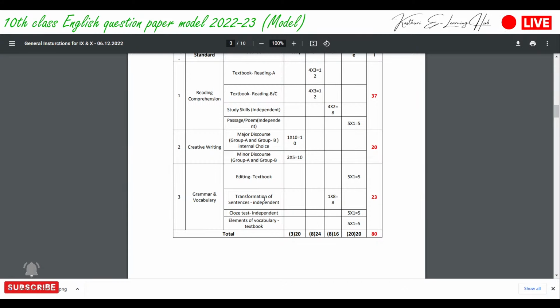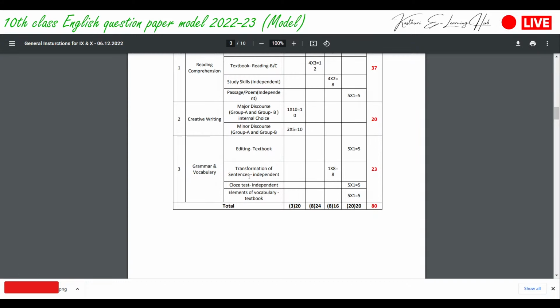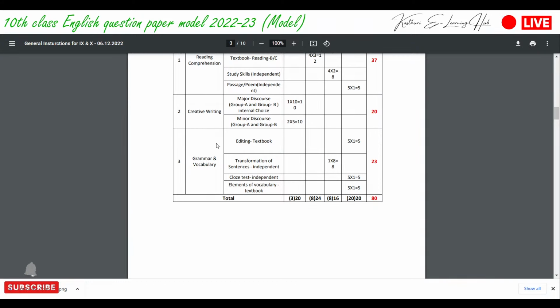Then minor discourse, group A and group B. First is group A. Group A is the paper 1 skill. So far we had paper 1 and paper 2. That paper 1 skill from the textbook. Group A is for 5 marks and group B is for 5 marks. And then we have the editing from the textbook. That's for the grammar and vocabulary. Editing from the textbook, as usual, whatever we had so far. The same thing we are going to have, editing, that will come in your bit paper.